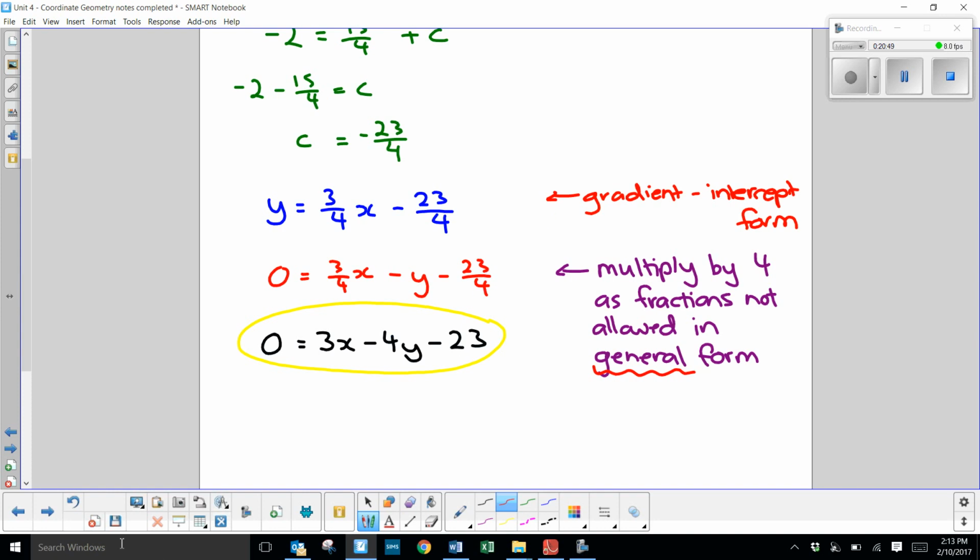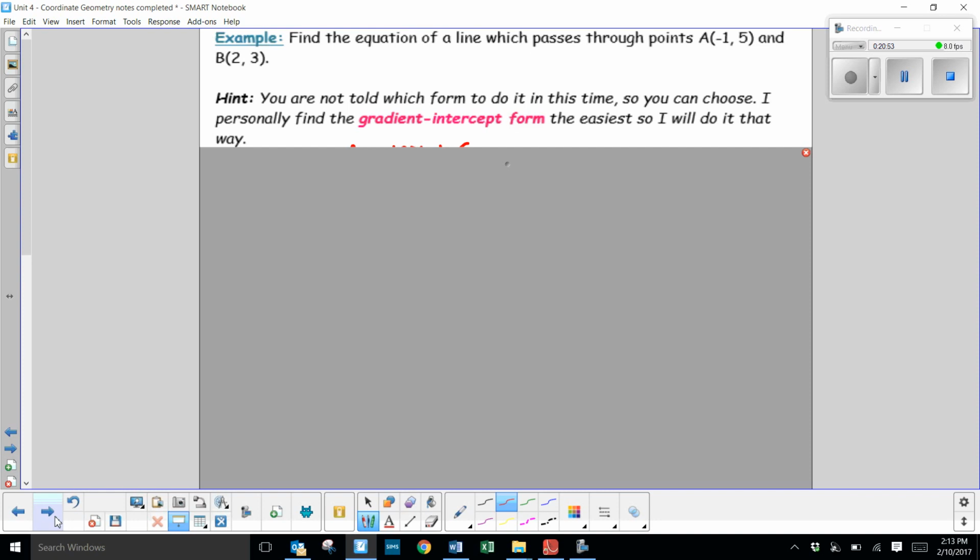Another one, find the equation of the line which passes through the point A, negative 1 and 5, and B, 2 and 3. So again, we're not given the gradient, so you're going to have to calculate it first. You're also not told which form to do it in this time, like gradient intercept or general form. So you can choose. I personally find the gradient intercept form the easiest, so I'm going to do it that way.